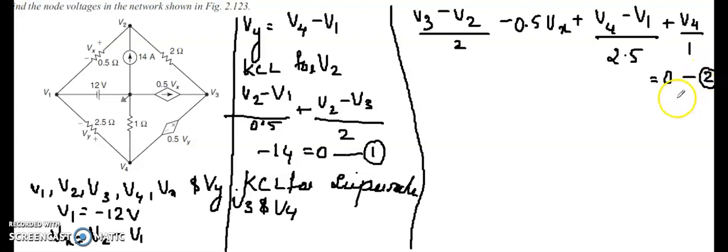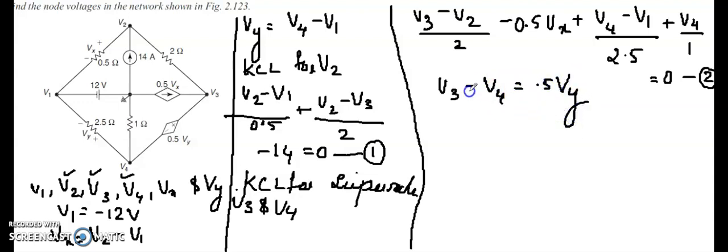Okay. Here we have 4 unknowns, of which V1 is already known. So we have V2, V3 and V4 as the 3 unknowns. We should get 3 equations. We already have 2 equations and we have to get the third equation. And what is the third equation? The third equation is V3 minus V4 is equal to 0.5 Vy.